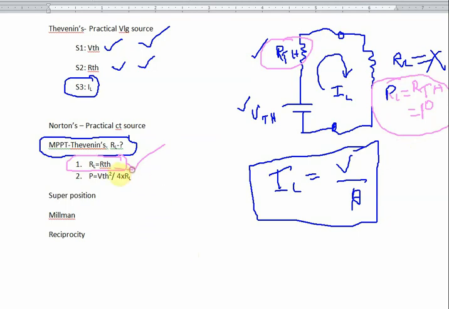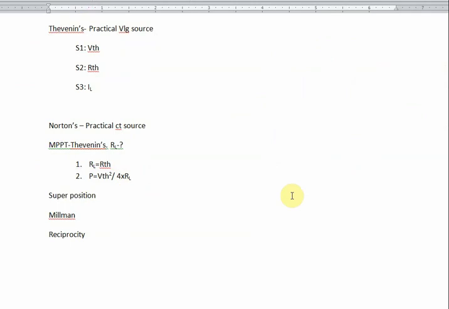Then the second determination: what is that one? Maximum power, how to find out? The formula is available. What is the formula? P is equal to VTH squared. You find out VTH in step number 1, yes, that is completed. Substitute the VTH, divided by 4 into RL. What is RL? RTH, 10, the same. Just substitute and you will find out the MPBT. So this is about that. Once you learn Thevenin's theorem, MPBT is over. Then next we will go.